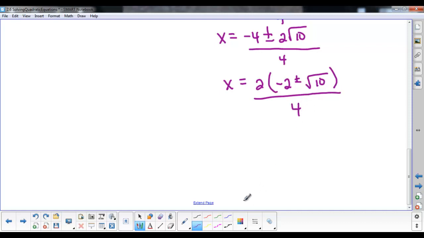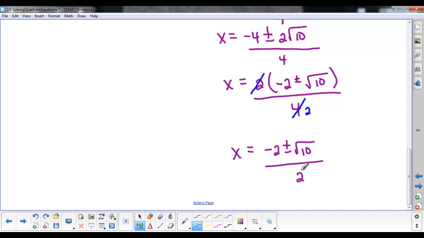And because I've factored, now I'm able to reduce and simplify. So I can take the 2 and the 4 and reduce it. So what we're left with is -2 plus or minus the square root of 10 all over 2. And again, you can't reduce here because the value on the outside here is 1.